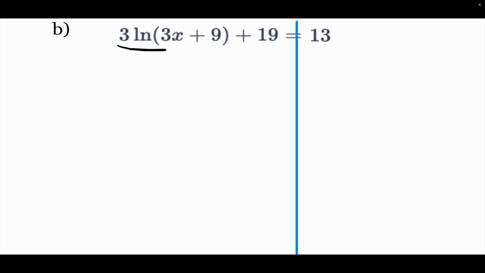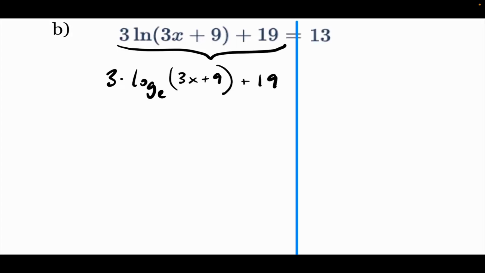I see a natural log. So the first thing I want to do is change that to a log with a base of e. So this stuff inside of the log is off limits right now. Can't touch it. I'll get to it later, but not yet. So the stuff that I can touch is the 3 times in the front and the plus 19.